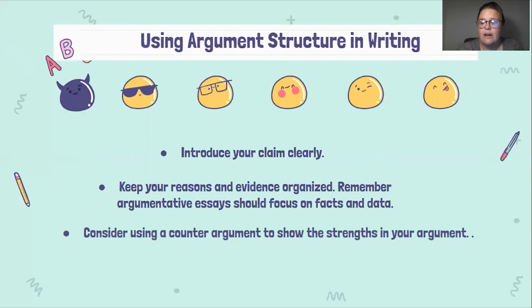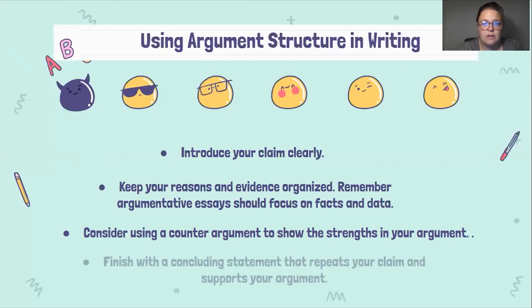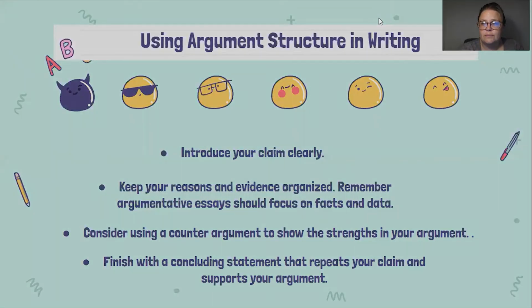Next, we can consider using a counter argument to show the strengths in our own argument. This won't necessarily work in every essay, but sometimes it can be used to show different opinions. We want to finish with a concluding statement that repeats our claim and supports our argument. We want the last thing our reader reads to be something that reminds them what our argument is. So as you go throughout this week, think about the different things that you read and different opinions that you're given, and see if you can see any of this type of structure in the different things that you read.